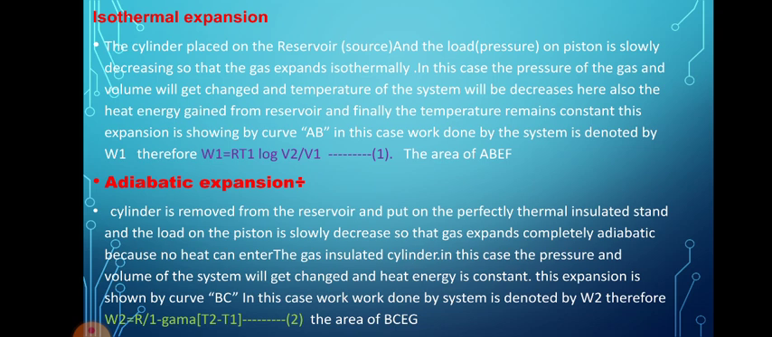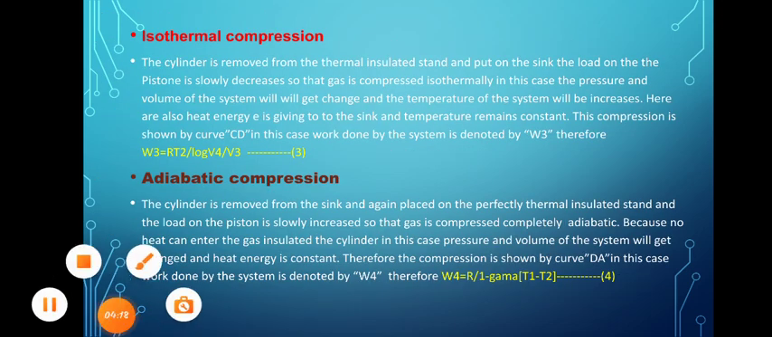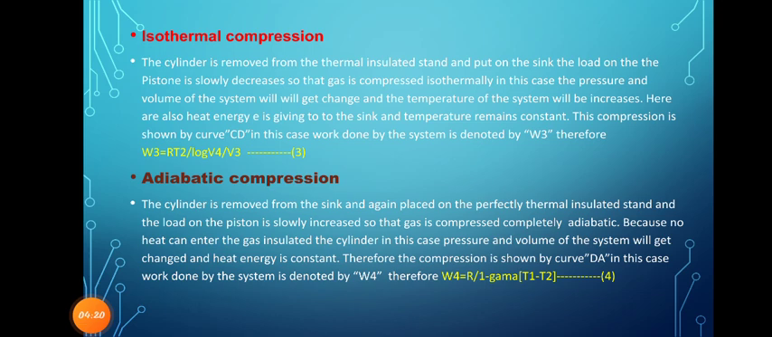In this case, the work done by the system, W2, is equal to R by 1 minus gamma into T2 minus T1. This is equation number 2, the area of BCEF. Now the third one is isothermal compression. The cylinder is removed from the thermal insulated stand and put on the sink. The load on the piston is slowly increased, so that the gas is compressed isothermally.